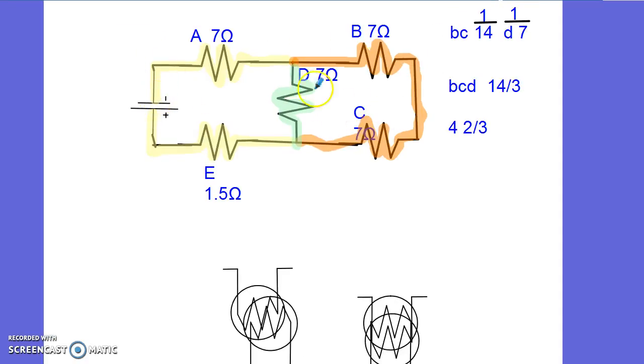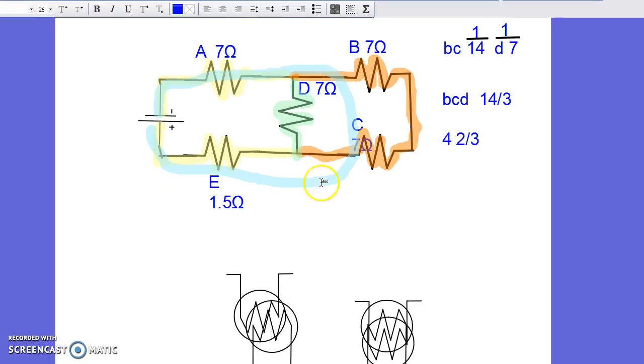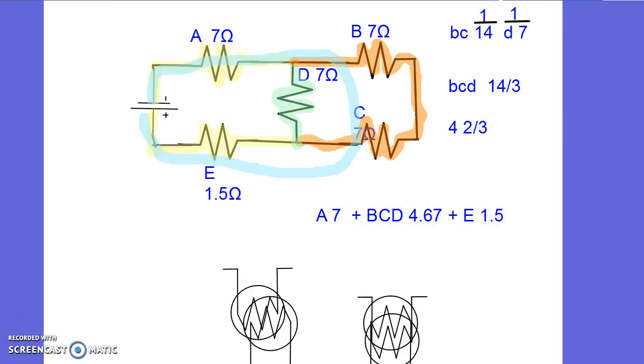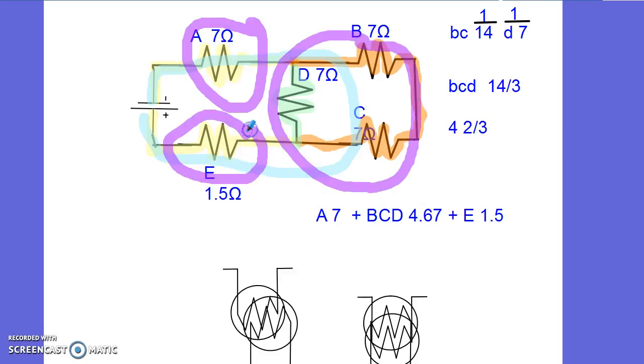Now, if we have these all together, you have a circuit where you go through A, and you go through BCD together, and you come back through E. So what you'd be doing for your work is you'd be saying that A, which is 7, plus BCD, which is 4.67, and you're going to add that to E, which is 1.5. Because those three sections, let me get goofy with the highlighter all over again. Those three sections, section A, section BCD, and section E, because those are three sections in a series, you'd add those up. And that is how you do number 25.